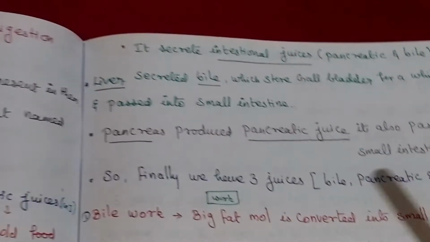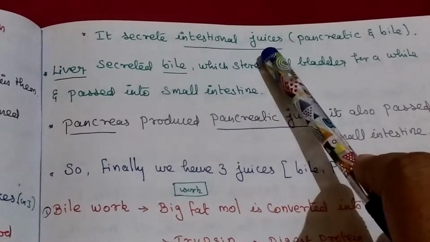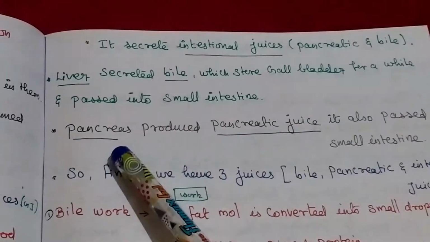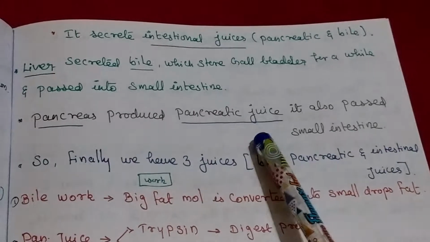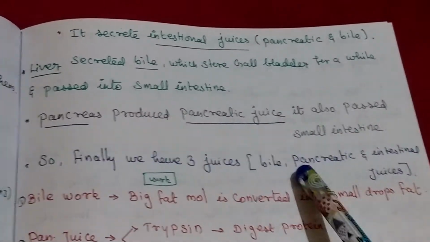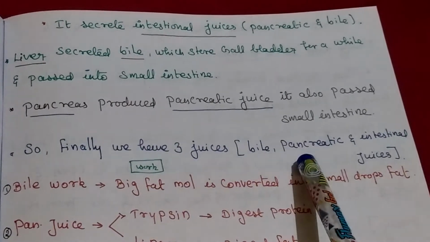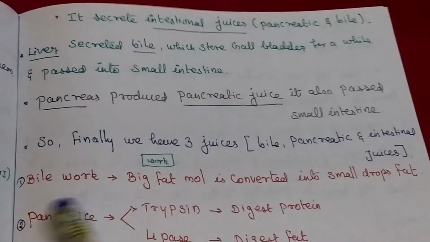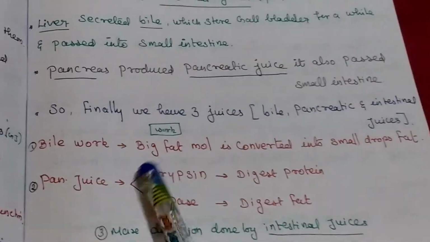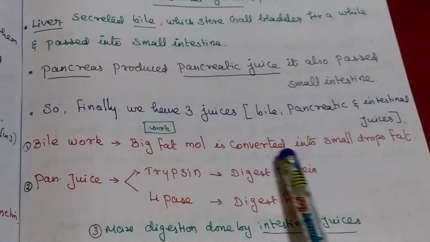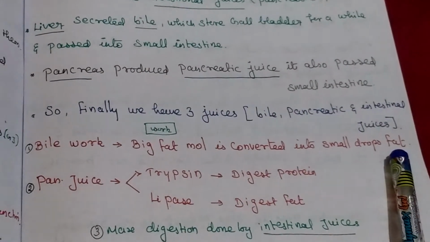After that, food enters the small intestine. The small intestine secretes intestinal juice. The liver secretes bile. The pancreas secretes pancreatic juice. Finally, these two come to the small intestine. So finally we have bile, pancreatic juice and intestinal juice. What is the role of bile? It will convert fat molecules into small droplets of fat molecules.